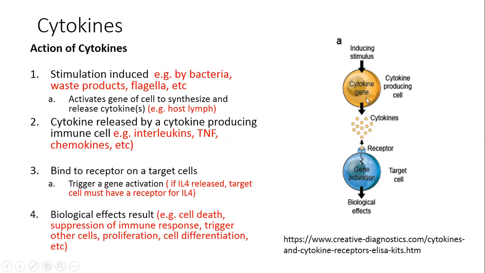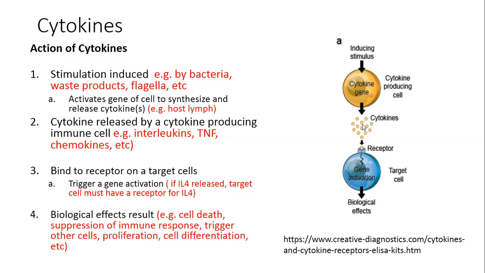So they release cytokines. This is your antigen. This is some sort of an antigen presenting cell. It was a stimulus. This could have been a T helper cell. It could have been a macrophage. It could have been anything. But again, we think of this often as a lymphocyte. Cytokines get released. They find a receptor on a target cell.